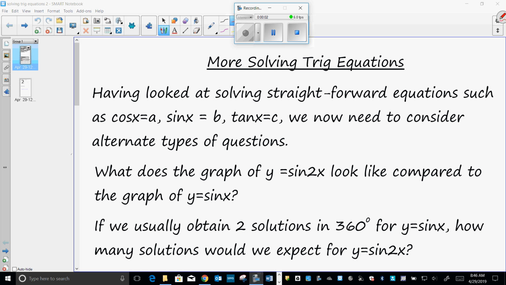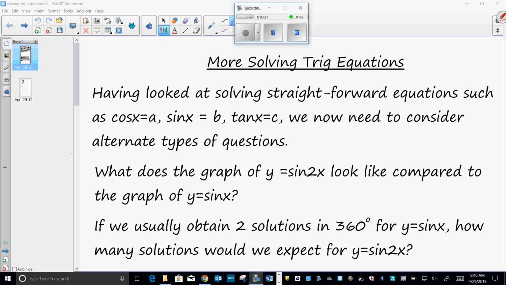Alright, so we all remember exactly how to do these. Having looked at straightforward questions where it's just cos x equals a number, or sin x equals a number, or tan x equals a number, we now need to look at a little bit more complicated stuff.